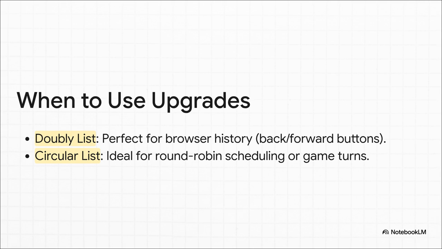There's also another cool variation called a circular list, where the very last node points back to the head, creating a loop. This is great for stuff that needs to cycle endlessly, like taking turns in a game or managing tasks in a round-robin schedule.